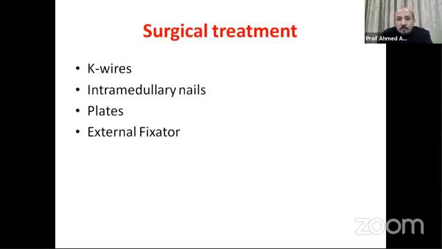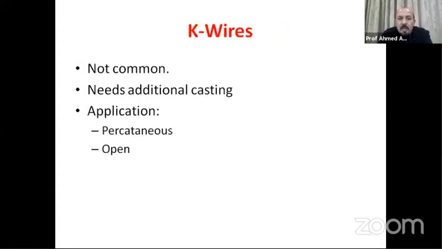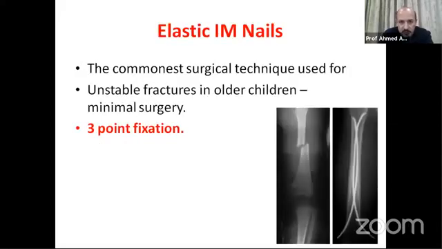After conservative treatment, let us talk shortly about surgical treatment, which could be in the form of K-wires, intramedullary nails, plates, or external fixators. K-wires are not commonly used in the femur. They need additional casting and could be applied percutaneously or open, but they are not common with diaphyseal femoral fractures. Elastic intramedullary nails are the commonest surgical technique used for unstable fractures in older children.